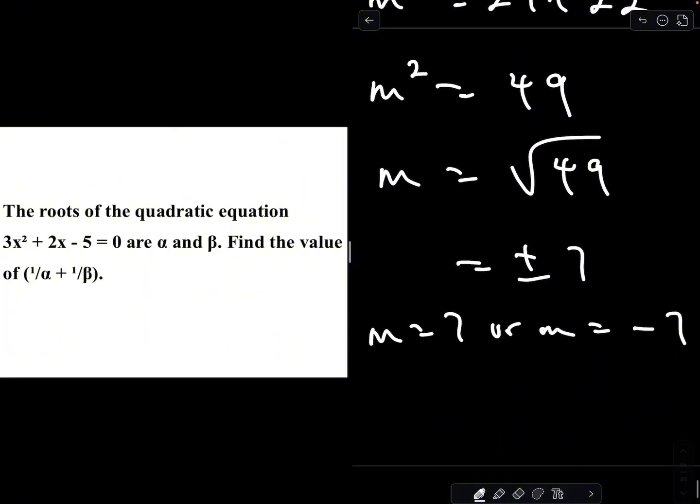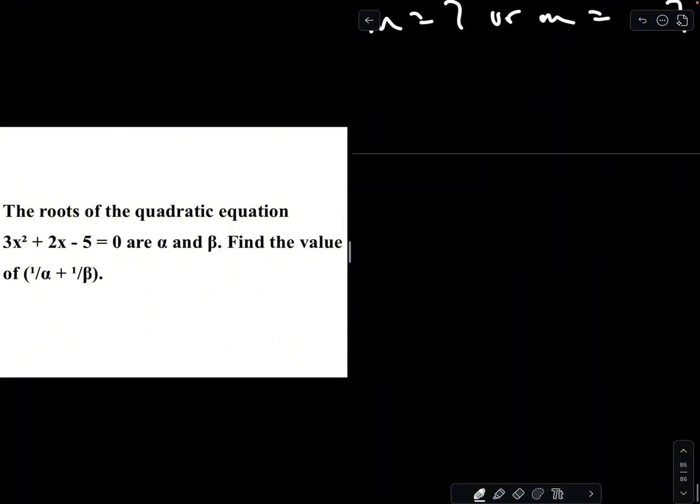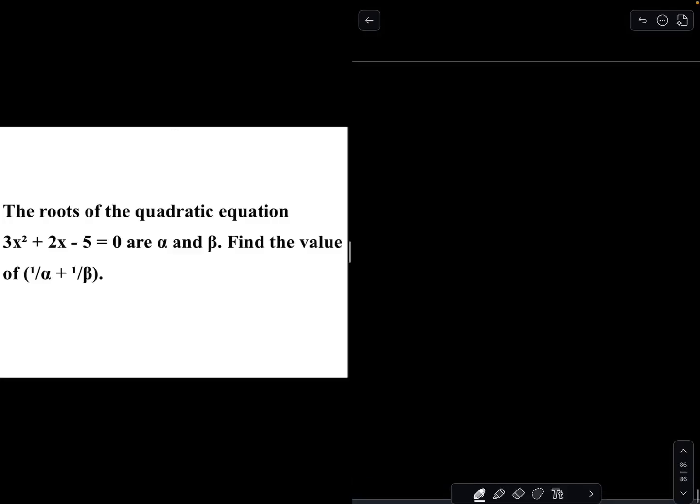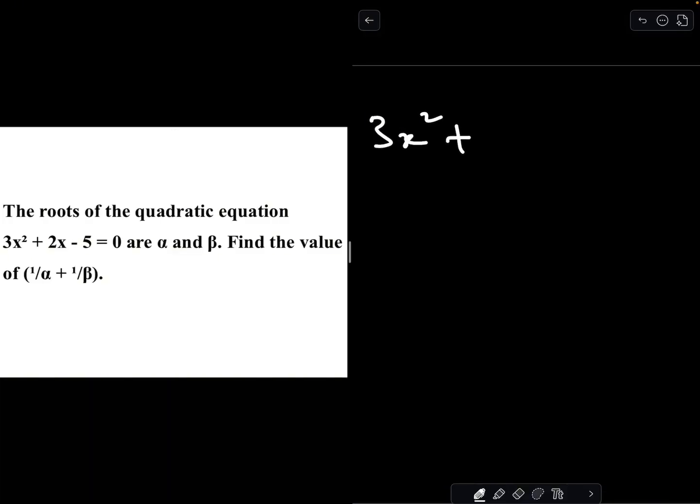and beta. Find the value of 1 over alpha plus 1 over beta. The quadratic equation is 3x squared plus 2x minus 5 equals 0. And its roots are alpha and beta. Find the value of 1 over alpha plus 1 over beta.